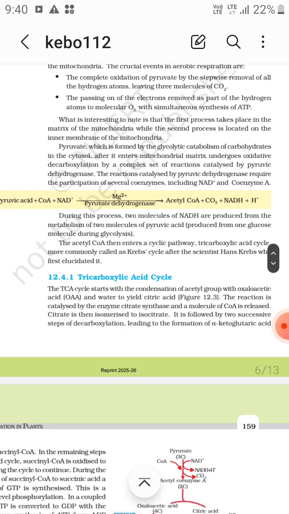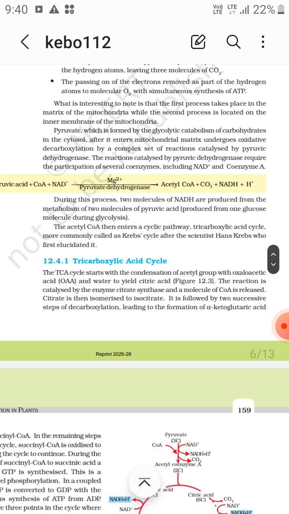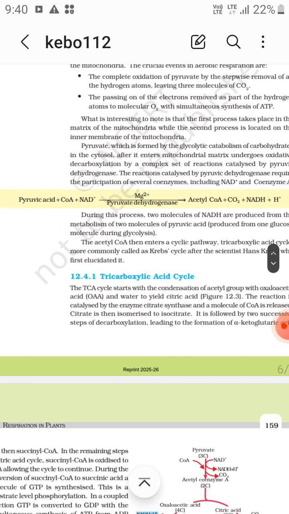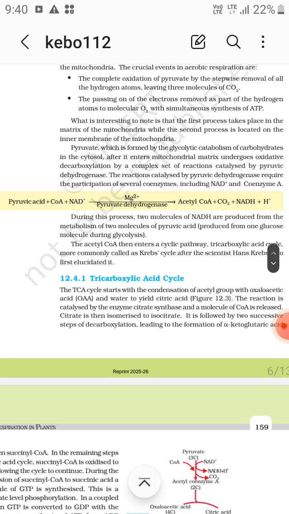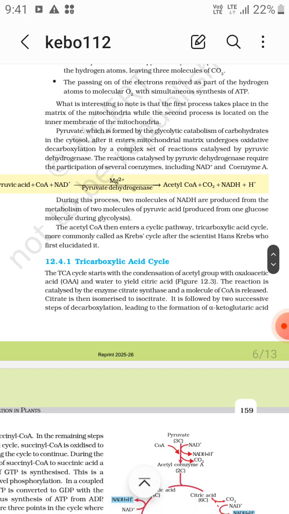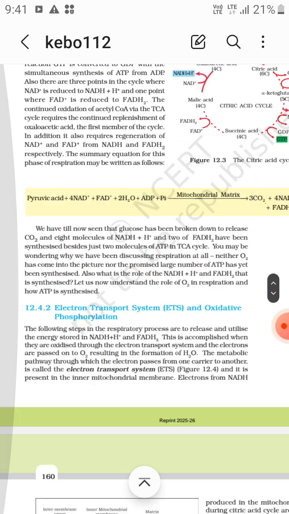During this process 2 molecules of NADH are produced from the metabolism of 2 molecules of pyruvic acid produced from 1 molecule of glucose during glycolysis. Because there are 2 molecules of pyruvic acid, when it undergoes pyruvate dehydrogenase, 1 CO2 and 1 NADH are obtained, but since it is 2 molecules, it is 2. Now the tricarboxylic acid cycle, that is the citric acid cycle.